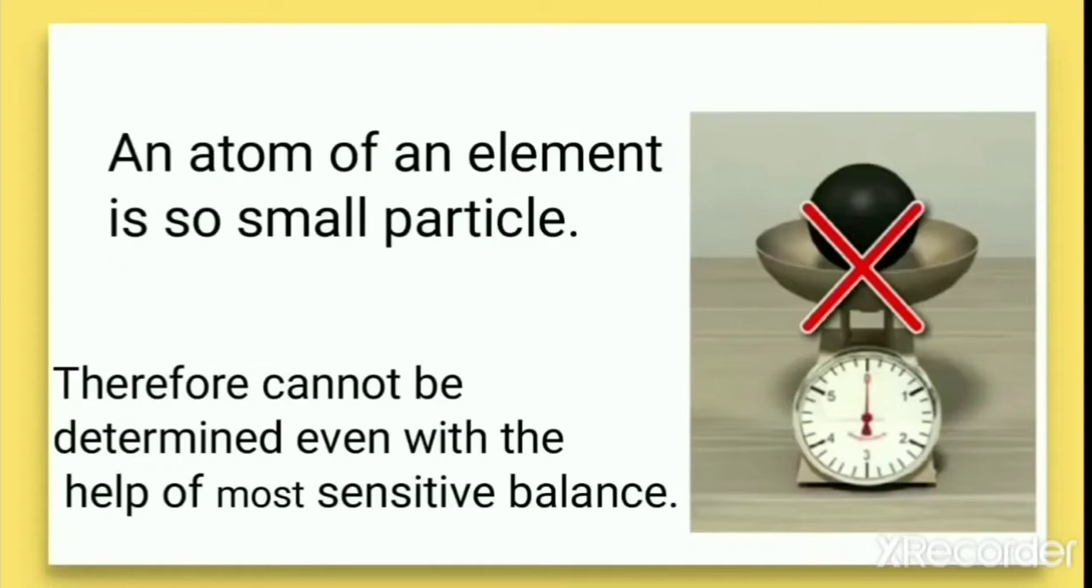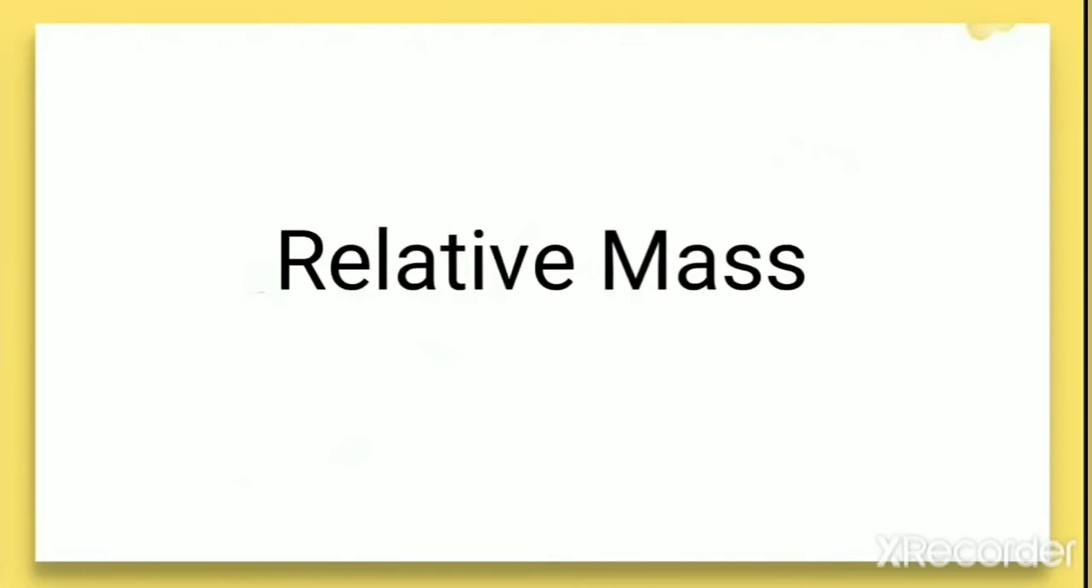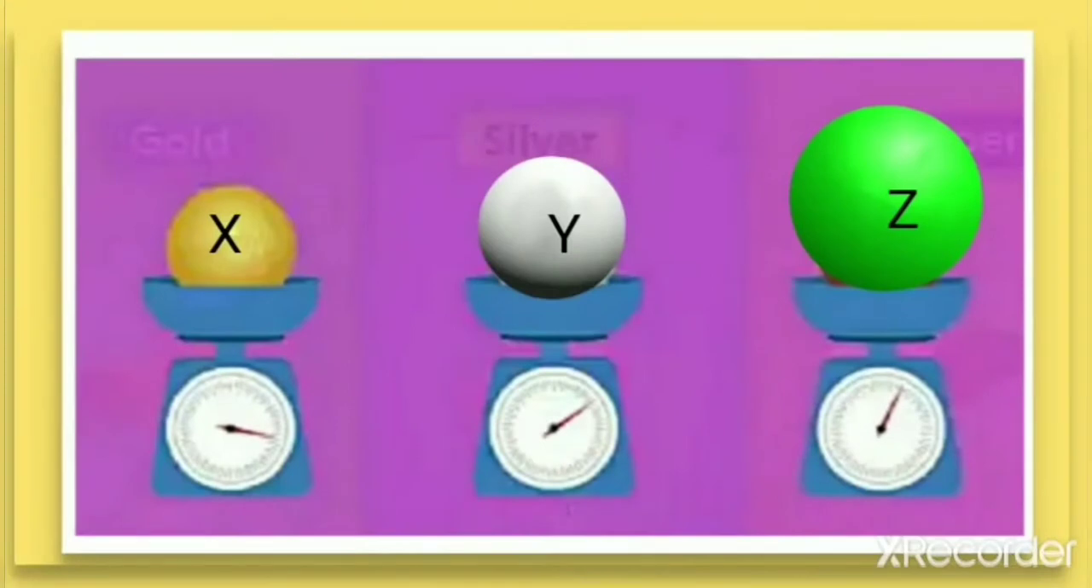So this difficulty was overcome by expressing the atomic masses as relative masses. Let us discuss what is relative mass. For better understanding of this concept, we are keeping 3 balls on the weighing machine. It is not an atom; consider this as a ball. The ball X, ball Y and ball Z.